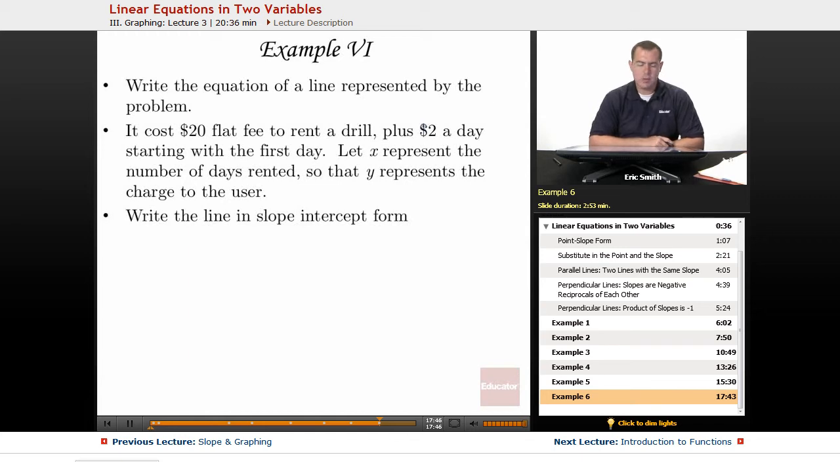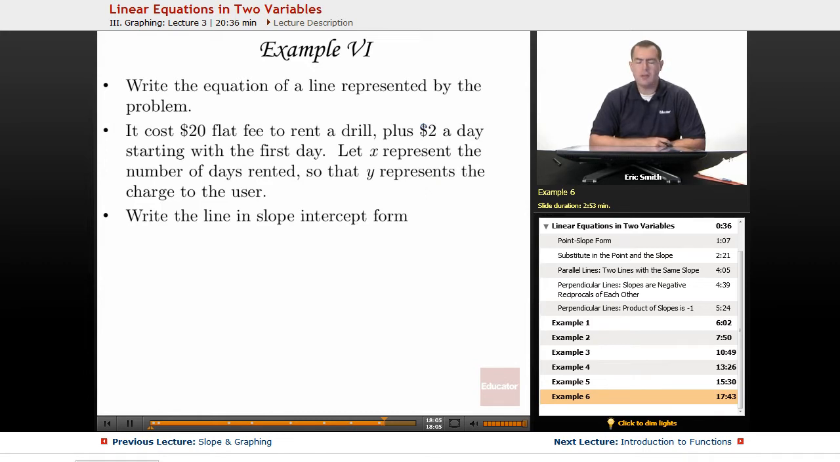Alright, this last one is a little bit more of a word problem, but you can see how we can still use these techniques in order to build the equation of a line. So we want to build a line that represents the following problem. It costs a $20 flat fee to rent a drill, plus $2 every day starting with the first day.